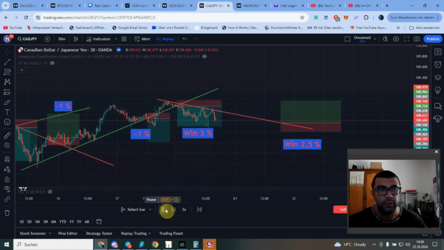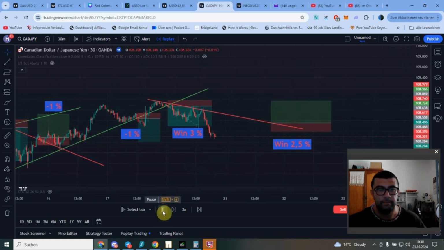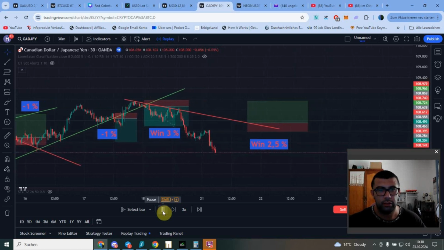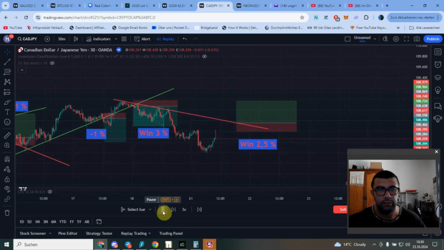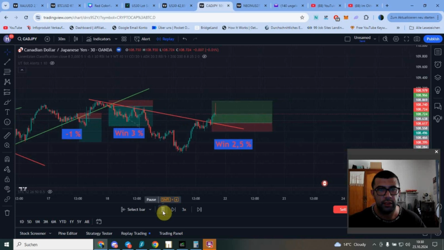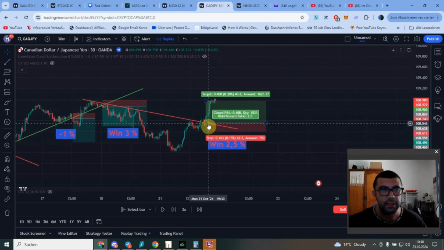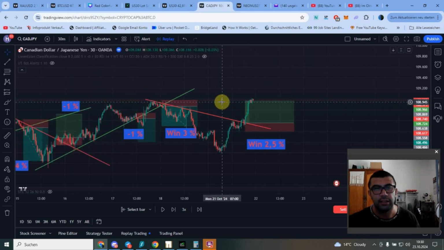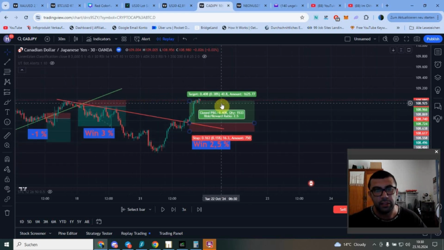And now we continue. And now we had a clean break to the upside. We broke our trend line. That was the indication for me to enter a buy trade. Then I placed a stop loss around 16 pips and then go for a minimum of 2 RR trade. I target the last swing high as a take profit target, and this one smashed my take profit.